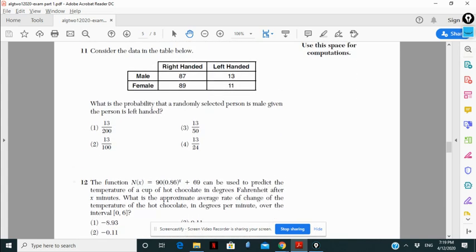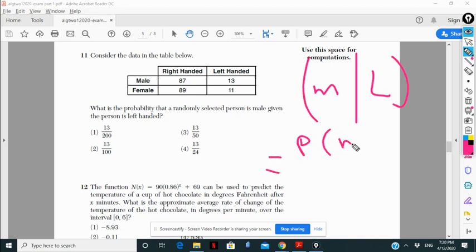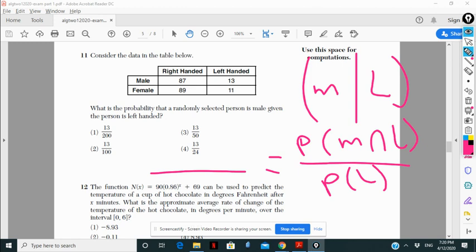Question number 11. Consider the data below. What is the probability that a randomly selected person is a male given left? So it's the probability of the intersection between male and left over the probability of left. The probability for male and left is 13. The probability for left is 24. So the answer is 4.